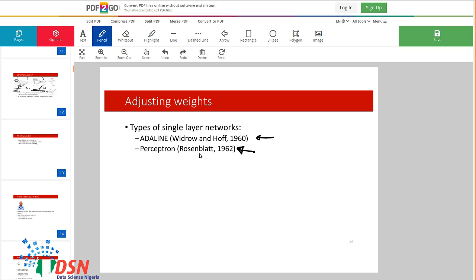They are kind of the history of neural networks, and we don't want to go into detail for each of them, but they are relatively simple. We will see that in the next session. So we will talk about adjusting weights of the neural networks in the next session.